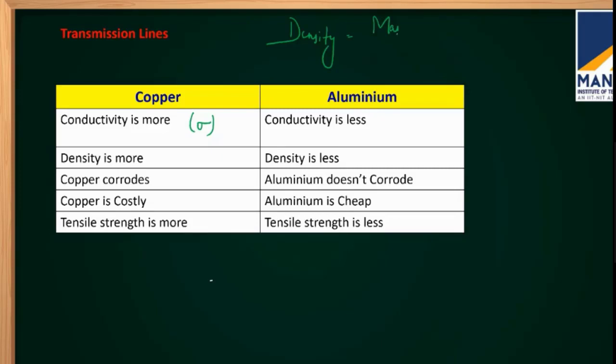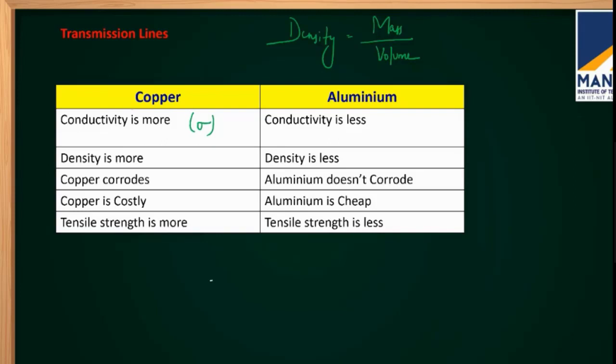Mass by volume. So the density of copper is more. That's why its tensile strength is more. For the same volume, the mass is more where the density is high. And aluminum does not corrode. Aluminum is cheaper when compared to copper, and its tensile strength is lower.